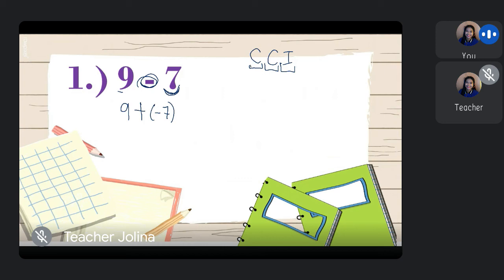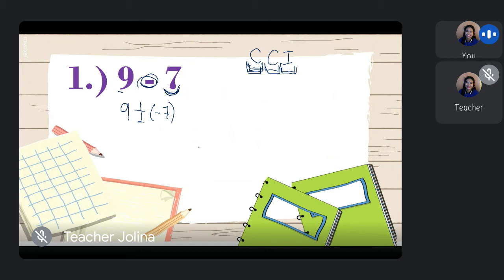Again, C stands for copy, the first integer. Another C stands for change the operation into addition. And I means inverse. Okay? Get the inverse or kabaliktaran nung ating pangalawang integer. Okay? And then after nun, as you can see, addition na po yung operation dito. That's why we're going to apply yung procedure ng pag-add ng integers para makuha natin yung difference. Kaya mahalaga na napanood natin or alam natin kung paanong mag-add, kunin yung sum ng integers.